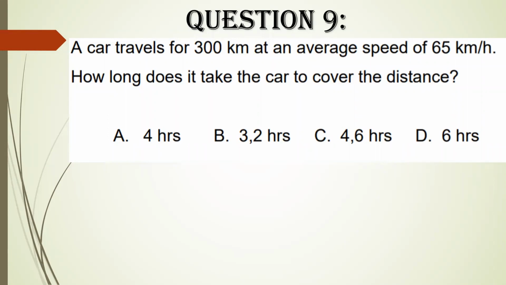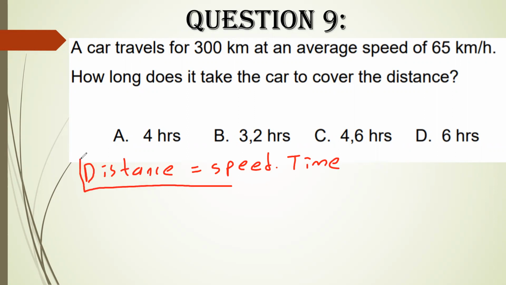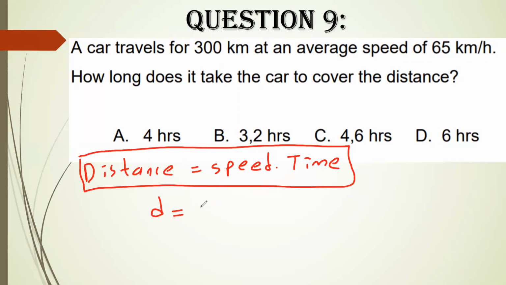So for this kind of questions, I will try to give an easy way. People, we know the formula: distance equals speed times time. We know that. In physics also we are using this formula. Distance equals speed times time. So if you use the distance symbol D, speed, let's use S, or you can use V or another option, it's fine.